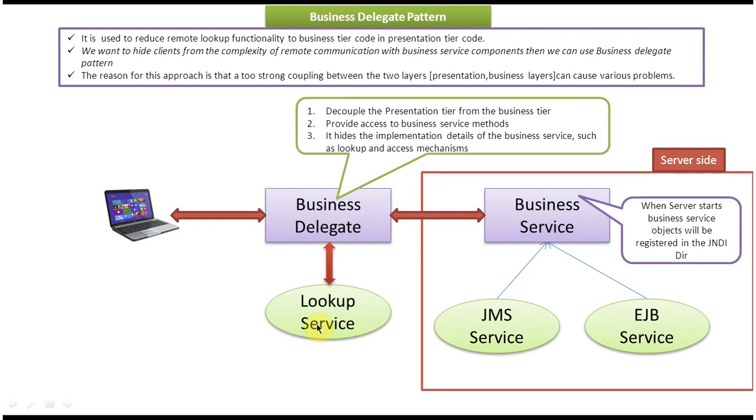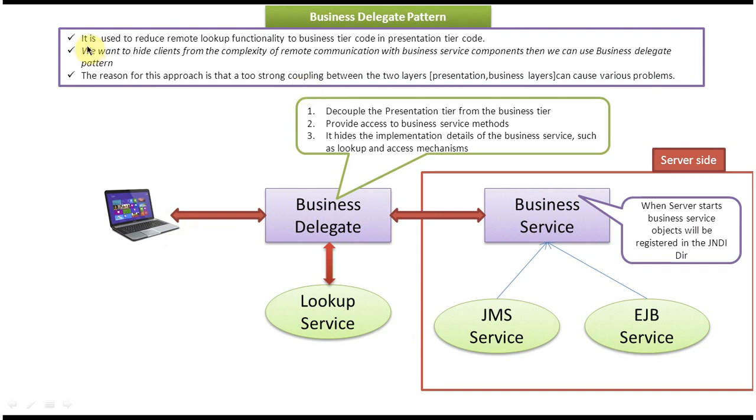This layer hides the implementation details of the business service, such as lookup and access mechanism. The meaning is that the client need not worry about how it will call the business service object. It just passes the request to the business delegate, and then the business delegate will take care of looking up the business service object and calling the methods.